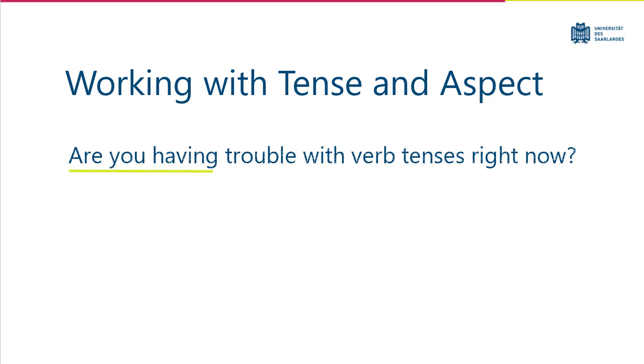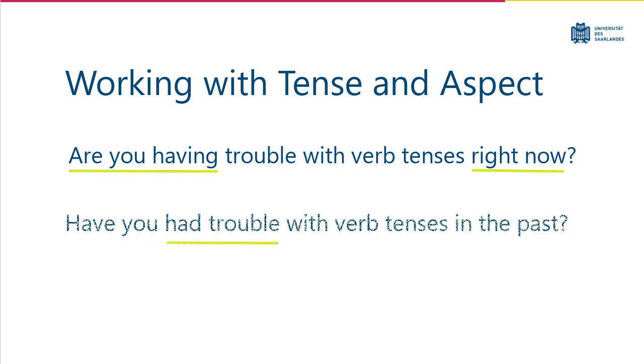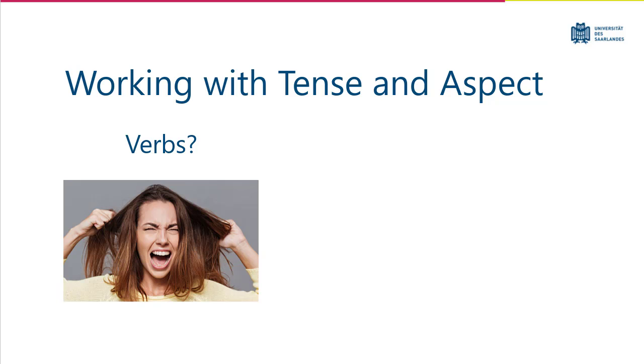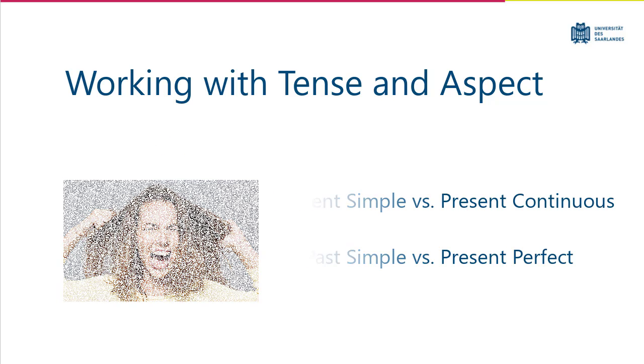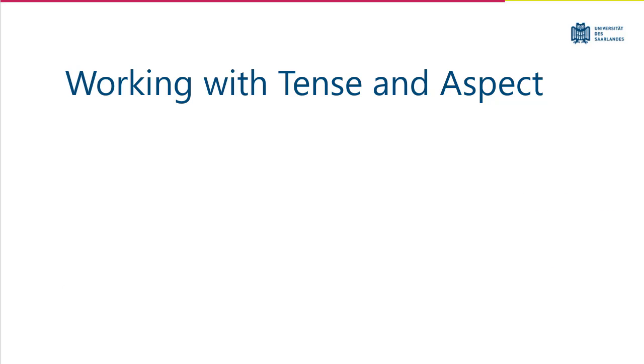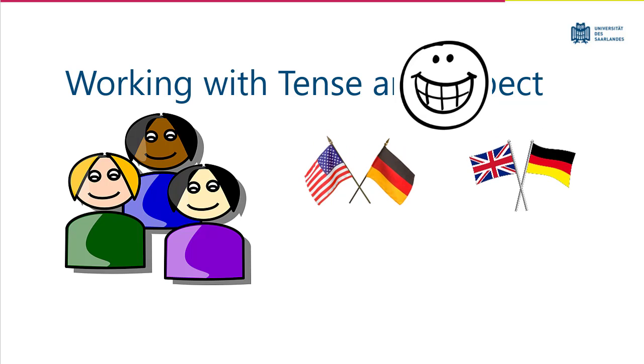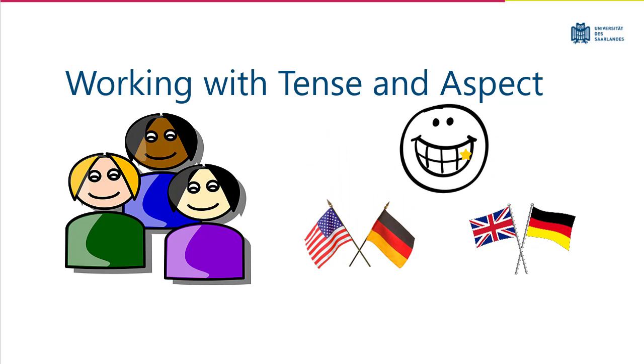Are you having trouble with verb tenses right now? Have you had trouble with verb tenses in the past? If so, stay tuned. This might be the video for you. Today, we'll be looking at tense and aspect in English. That is, we'll be looking at differences in use between those pesky verb forms, like the present simple and present continuous, and the past simple and present perfect. Hopefully, this will be a good refresher for anyone who's interested, but this video might be especially helpful to you if your first language is German.